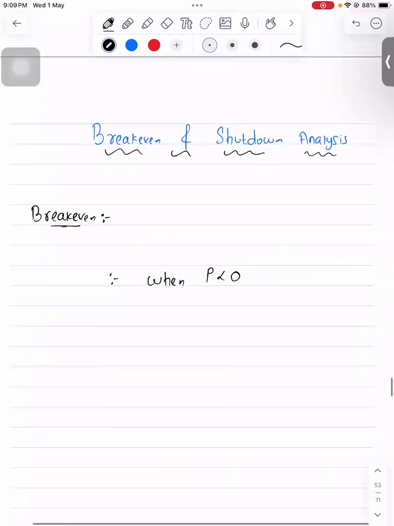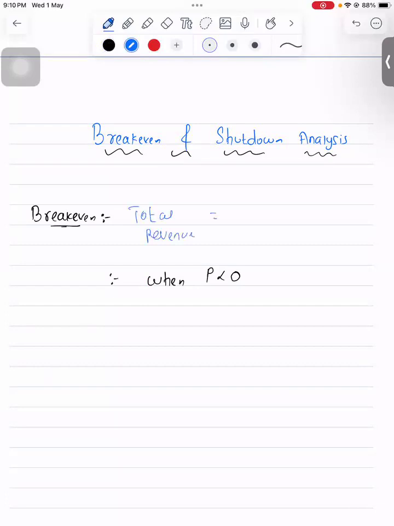Okay, now next part, we need to understand about break-even and shutdown analysis. Now, can someone tell me what is the meaning of break-even? The word break-even means what? Correct. No profit, no loss. So I can say at break-even, total revenue is equal to total cost. Right? Firm is neither making any profit nor making any losses. So operating at a break-even.